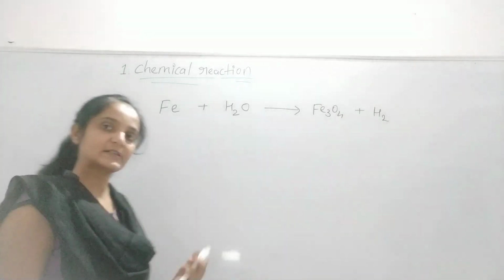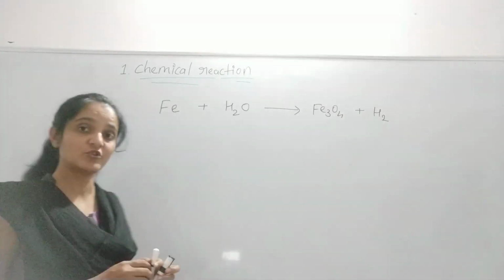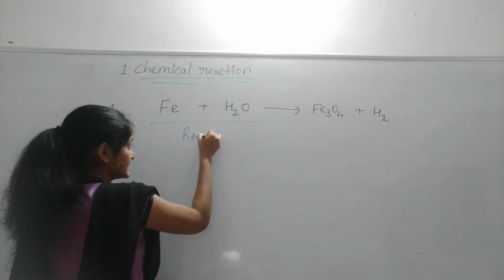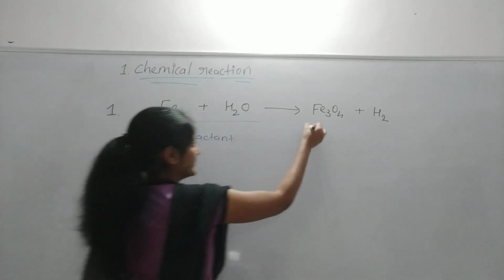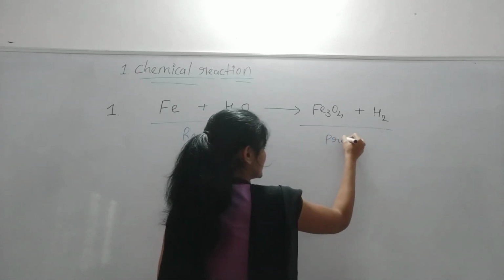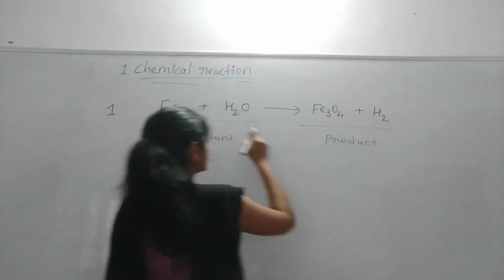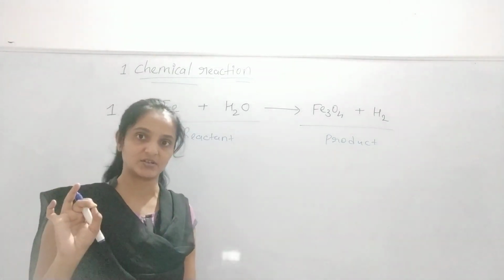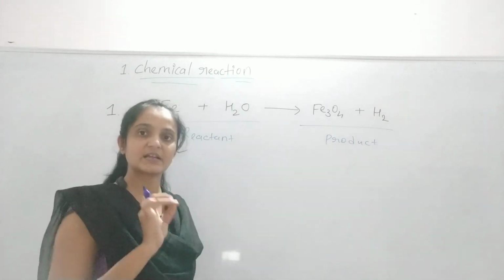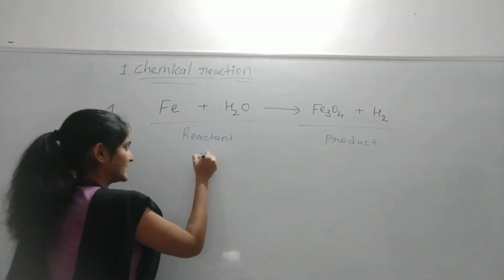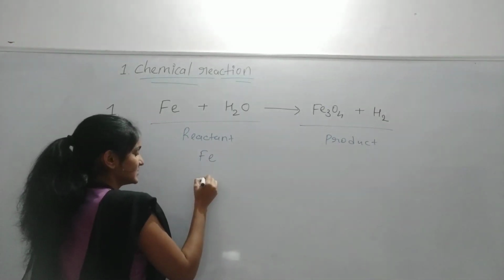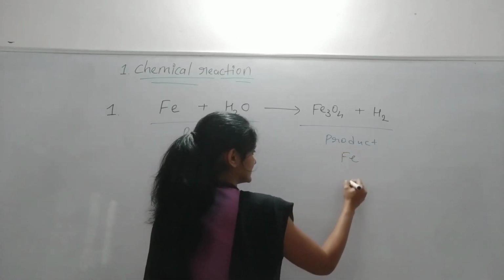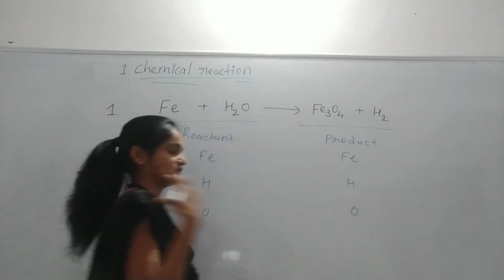So now, as we have seen in the previous reaction, first of all you should mention the atoms present in the reactant, and in the same way the atoms present in the product. So you can see the atoms present in the reactant are ferrous, hydrogen, oxygen. In the same way in the product, ferrous, hydrogen and oxygen. So let me write it: ferrous, hydrogen and oxygen. Same way here, ferrous, hydrogen and oxygen.